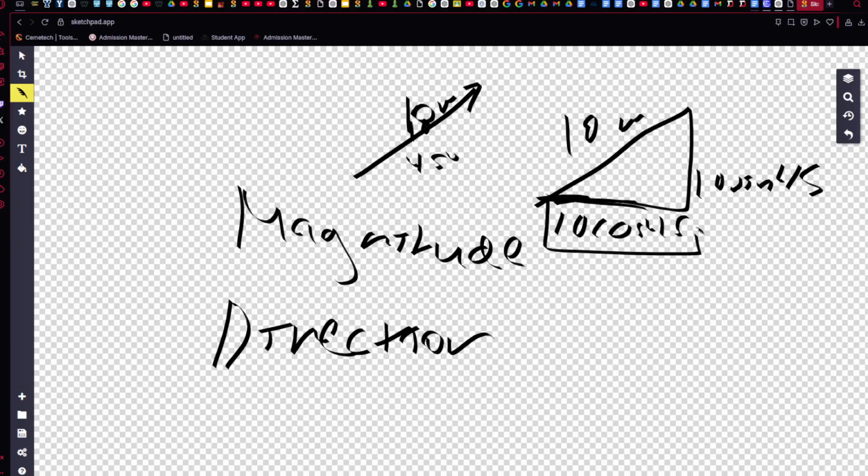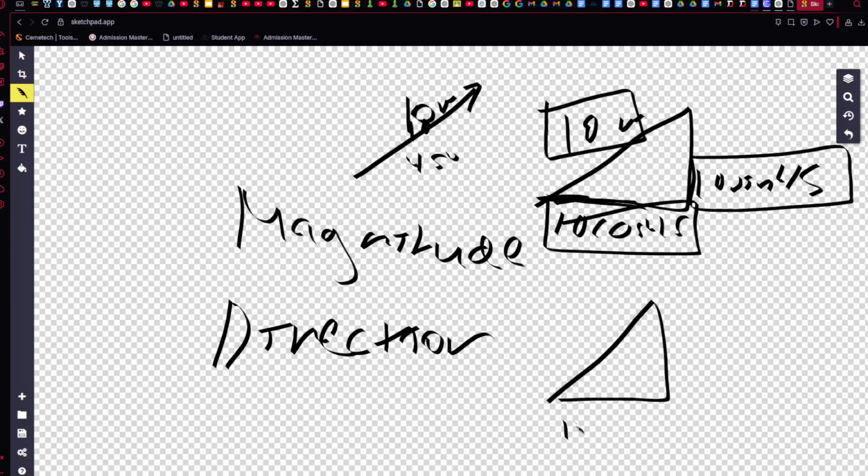And of course, this is just simple logic. The reason is because if you plug these into the Pythagorean theorem, they'll give you 10. These are simply the relation of the components and its magnitude. And the reason why it's sine 45 is because sine 45 equals opposite over hypotenuse. And remember that the hypotenuse is just the magnitude here.